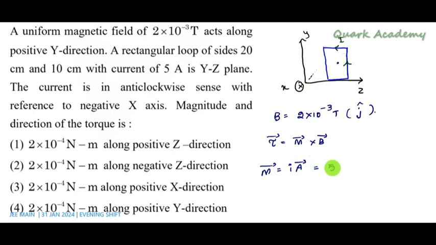So current I is 5 ampere and area of the loop is going to be 0.1 into 0.2 because the dimensions are given in centimeters. So 0.2 into 0.1 and the direction is going to be negative x-axis, so negative I cap. This is 0.1 negative I cap.